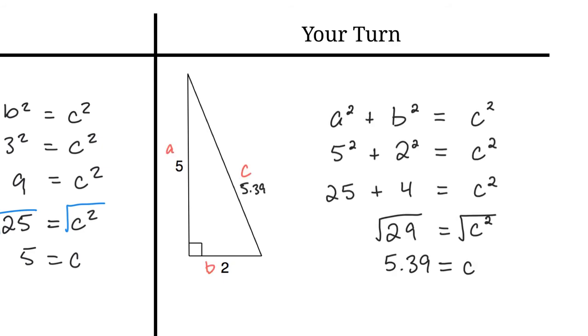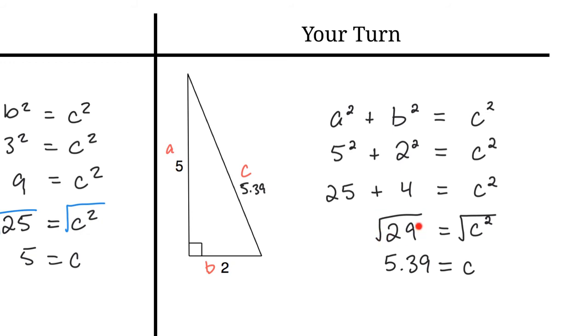So here's my solution, and you may have labeled your triangle a little bit differently. As long as C is the hypotenuse, it's across from your right angle. So I used Pythagorean Theorem, a squared plus b squared is equal to c squared. I substituted the two smaller sides, 5 and 2, so I did 5 squared plus 2 squared, and that's just 25 plus 4. When we add those together, we're going to get 29, and to get c on its own, to isolate c, we need to use our square root.